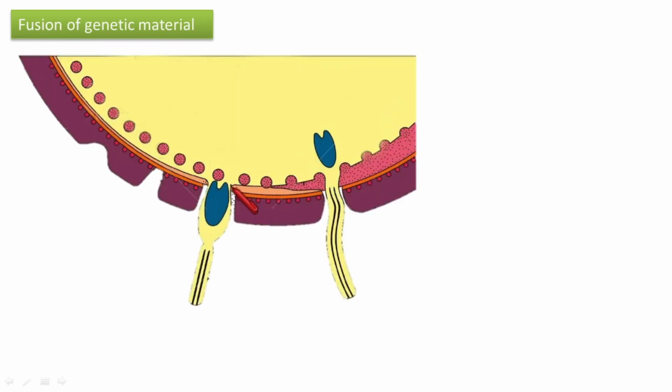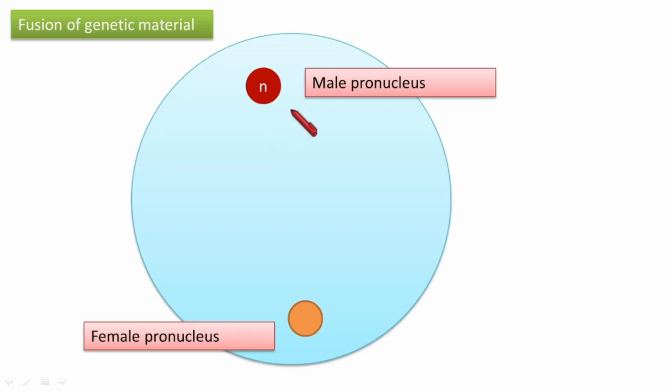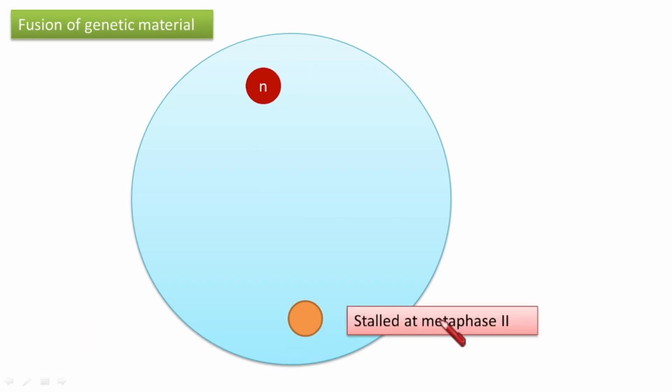In this picture, we can see that the sperm's membrane is fusing with the egg plasma membrane and releasing its nucleus into the egg cytoplasm. And as a result, inside the egg, now we can see the male pronucleus and the female pronucleus. The male pronucleus is in haploid condition. But the female pronucleus did not finish the meiosis. Instead, it is stalled at metaphase 2.